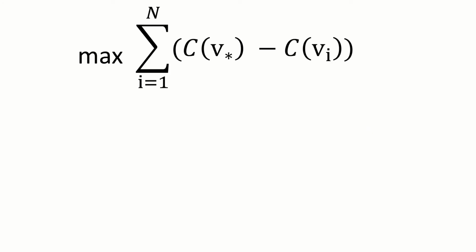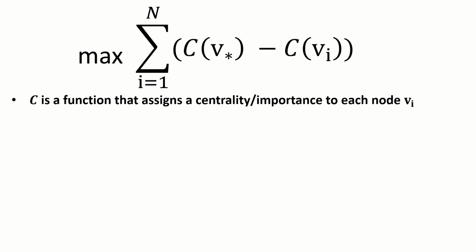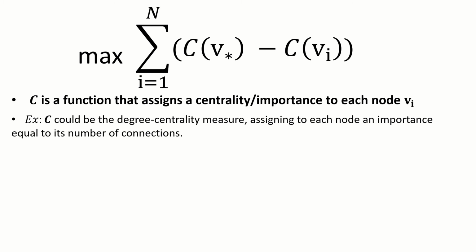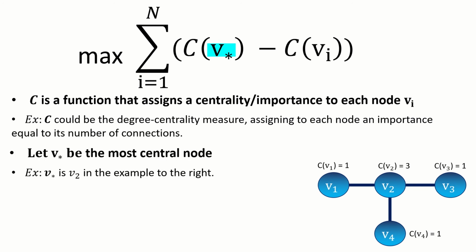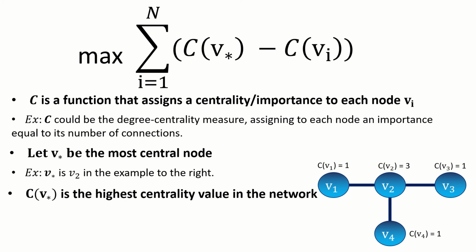Suppose we have a network with n vertices and some centrality measure, that is, a measure of individual node importance, C. C is a function that takes as its input some node v sub i and outputs the centrality of that node. Now, suppose v sub star is a node that maximizes this function. That is, it's the node with the highest centrality value in the network. Then C of v sub star is the maximum centrality value in the network.